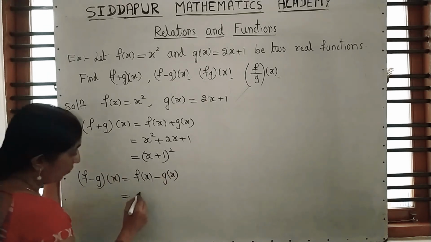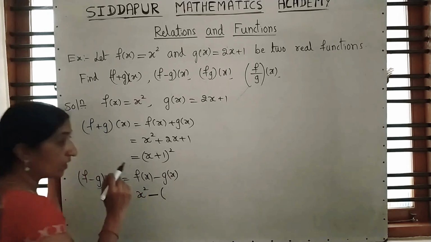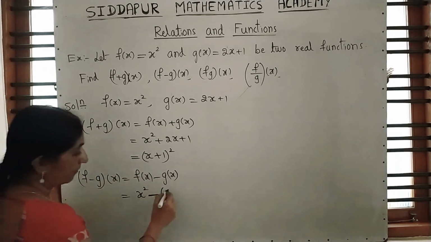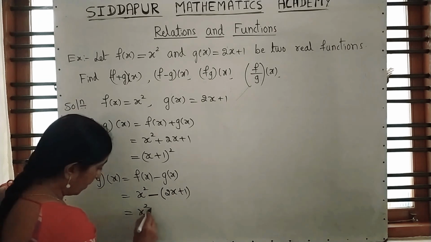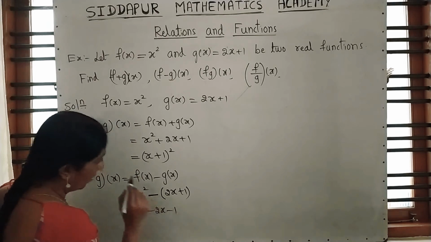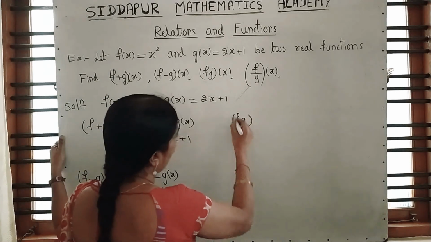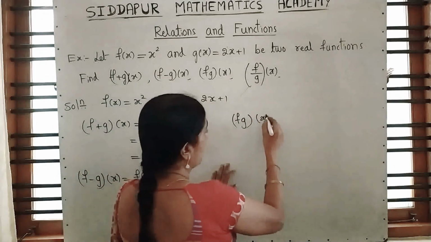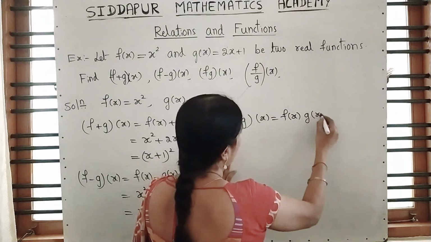Again, write down f(x), x square. Minus is there, so if it is more than one term, write it in a bracket, (2x plus 1). Remove the bracket: x square minus 2x minus 1. Next, multiplication. (f into g)(x) is f(x) into g(x).